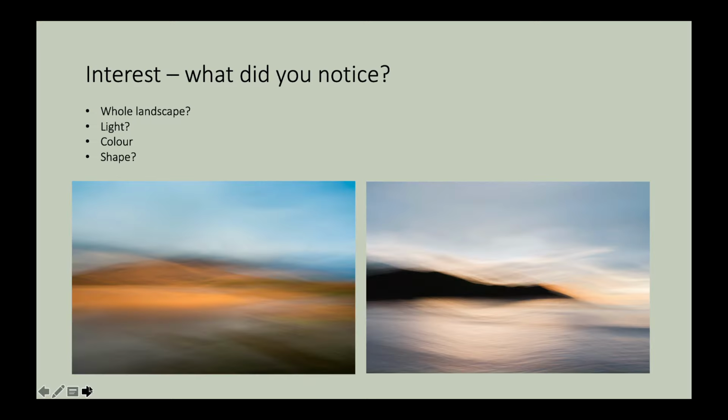Interest: what did you actually notice? Did you notice the whole landscape? Was there a point of light or a point of colour, or was it the shape of the landscape? These are two very different locations. The one on the left is a loch in the Isle of Skye in Scotland, and the one on the right is on Drake Bay in Costa Rica. But in both times, what I saw was the light. I saw the colour and I saw the shape of the landscape. And you can see in both of these, I haven't just gone straight across.